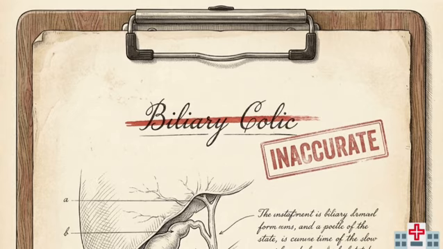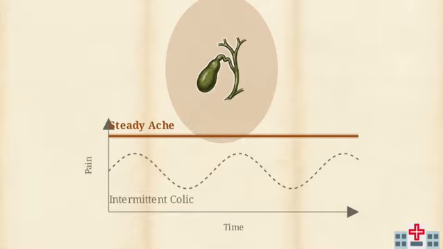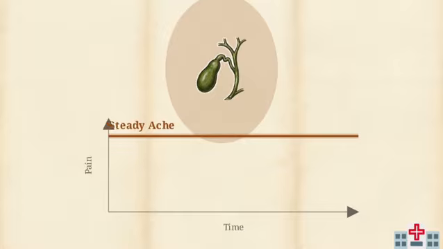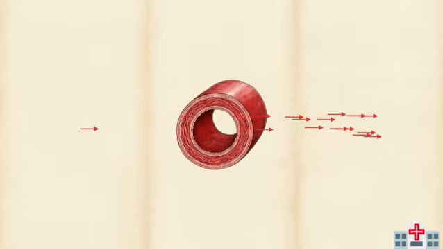True colic is intermittent and cramping. Sudden distension of the biliary tree actually produces a steady, continuous ache. Expecting intermittent pain based on the name of the condition will lead you away from the correct diagnosis. A far more dangerous misconception concerns vascular disturbances.